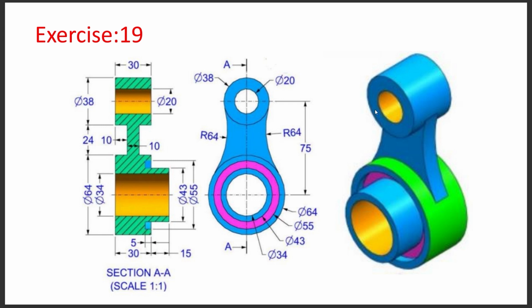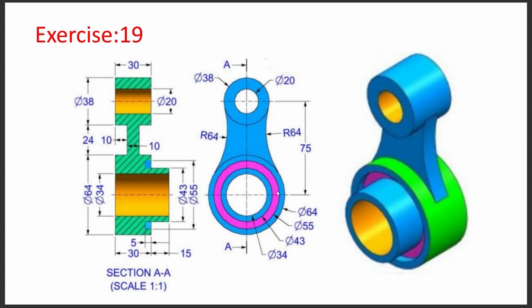Hello viewers, this is our 19th exercise and we will be modeling this one using Autodesk Fusion 360. You can see three different views are available. This is the top view, this is the sectional view, and this is the isometric one. So it is better to start from the top view itself.